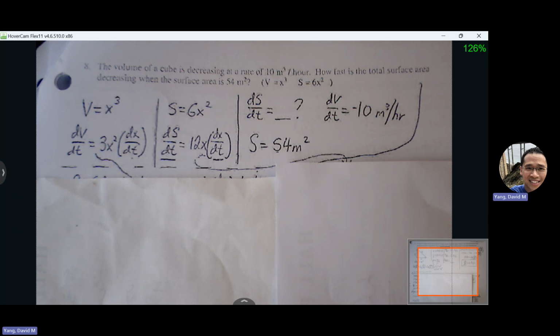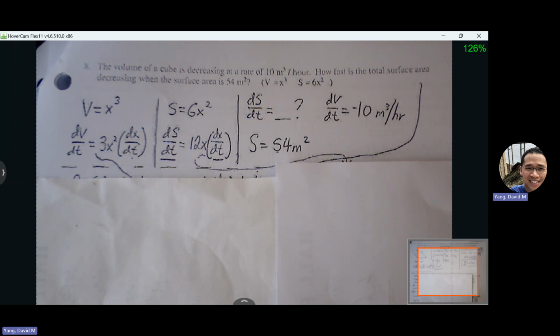We're looking for dS/dt because we see there's a movement with surface area when the surface area is 54 square meters. All right, so everything that we need is in front of us. We just have to substitute and work our way to our solution. So dS/dt is our ultimate goal. We need x and we need dx/dt.